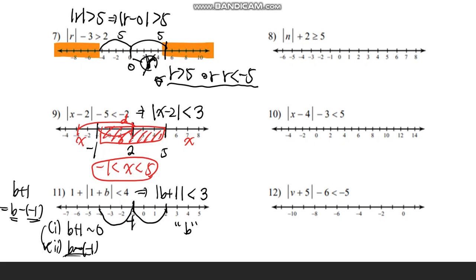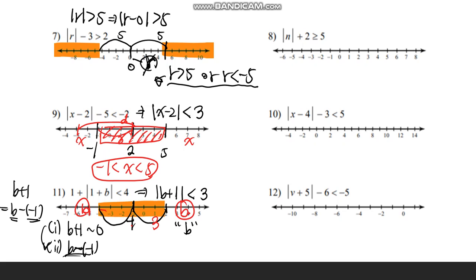Can our B be outside like this? If B is here, or B is here, the distance between B and -1 is now greater than 3, right? That's not what we want. That's exactly the opposite of it, right? Therefore, our B should go inside, right?